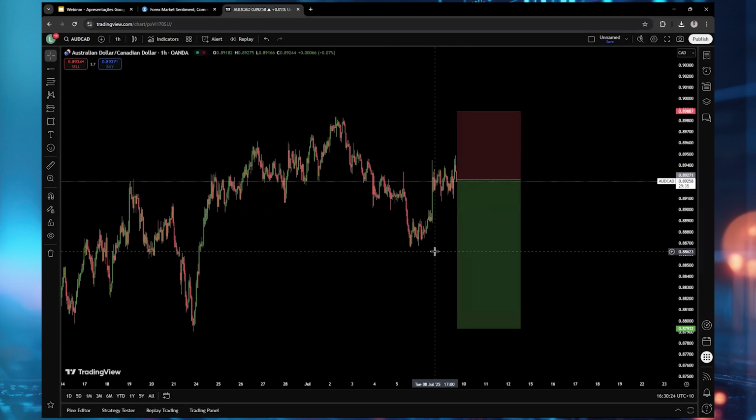Now, if you have a different entry criteria, or a different sense of looking at the chart or anything like that, feel free, okay? Because that's only what I've been developing.